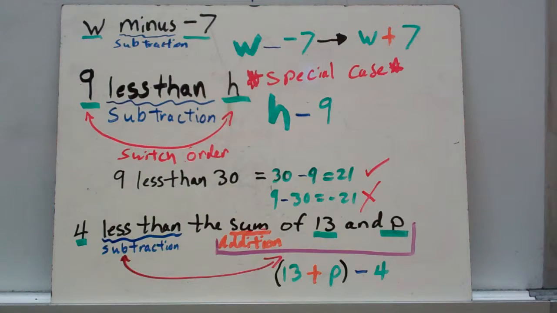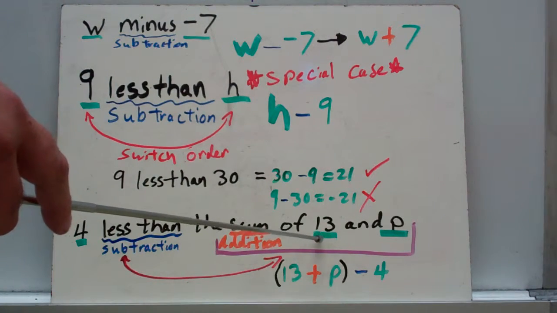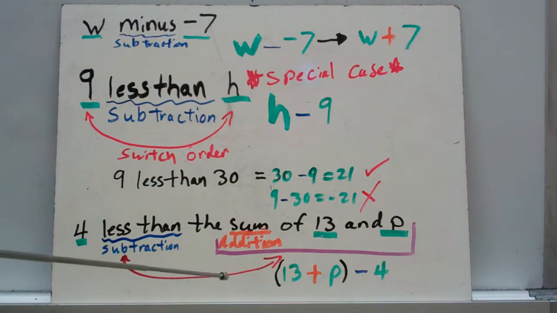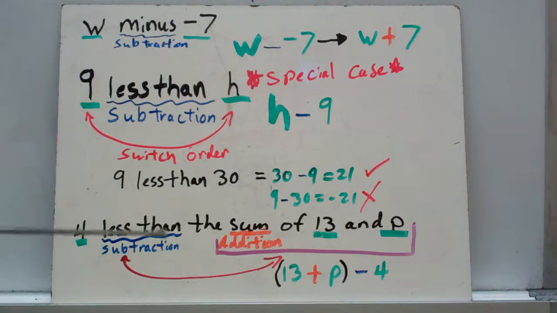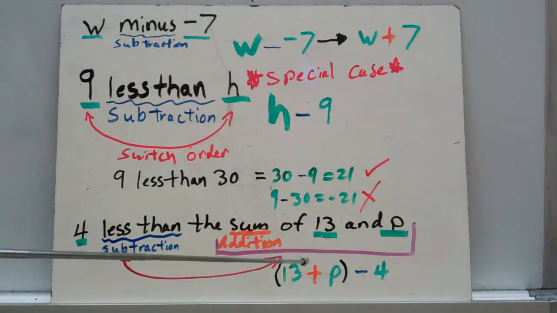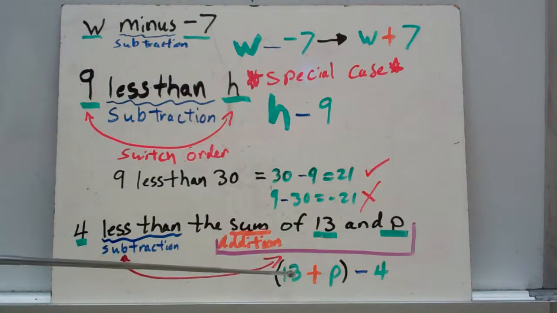And then here we have 4 less than the sum of 13 and p. Okay, so we have the terms 4, 13, and p. We have less than, which implies subtraction, and the word sum, which implies addition. And in this case, the words sum of imply that we have to first do that portion. So we have to find what the answer of 13 and p is going to be. And in order to make sure that we do that first, we're going to put that in parentheses. Okay? So we did say that sum is addition, so that would be 13 plus p.